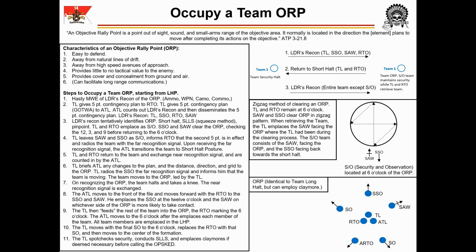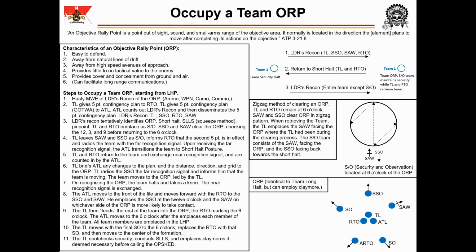Regardless of the option he chooses, he will spot check security to ensure sectors of fire interlock. Once he ensures 360-degree security, the team conducts seals. If the team leader deems it necessary, he can place claymores at this time. Once seals is complete or claymores are in place, the team calls the OPSCED for ORP established.